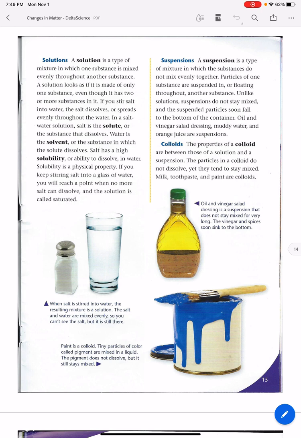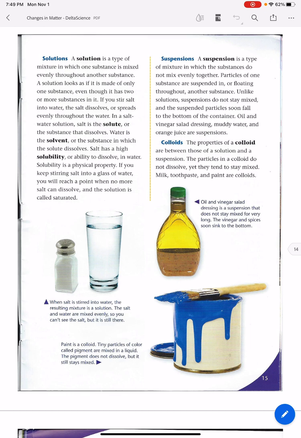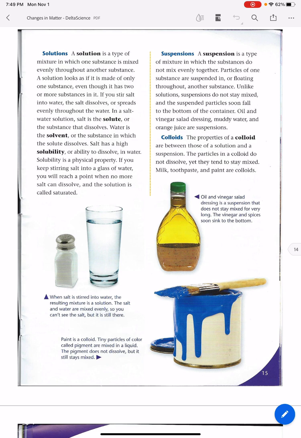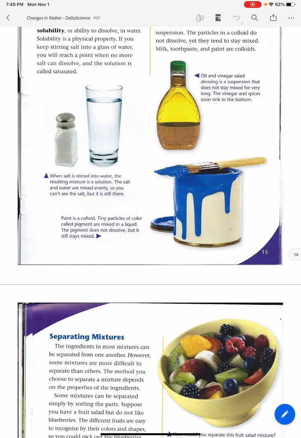Oil and vinegar salad dressing is a suspension that does not stay mixed for very long. The vinegar and spices soon sink to the bottom. When salt is stirred into water, the resulting mixture is a solution. The salt and water are mixed evenly, so you can't see the salt, but it is still there. Paint is a colloid. Tiny particles of color called pigment are mixed in a liquid. The pigment does not dissolve, but it still stays mixed.